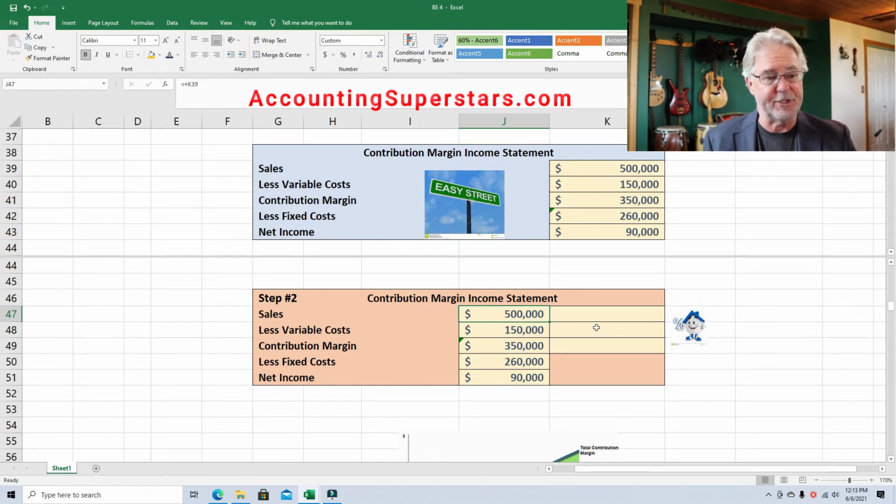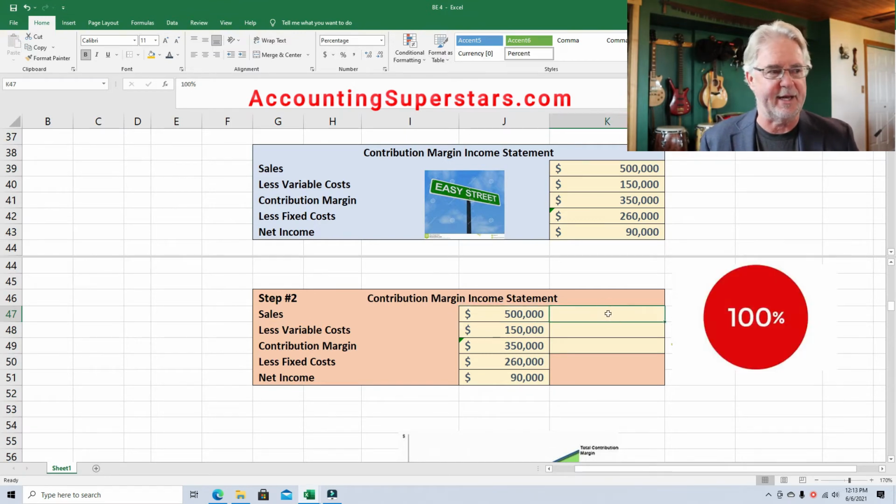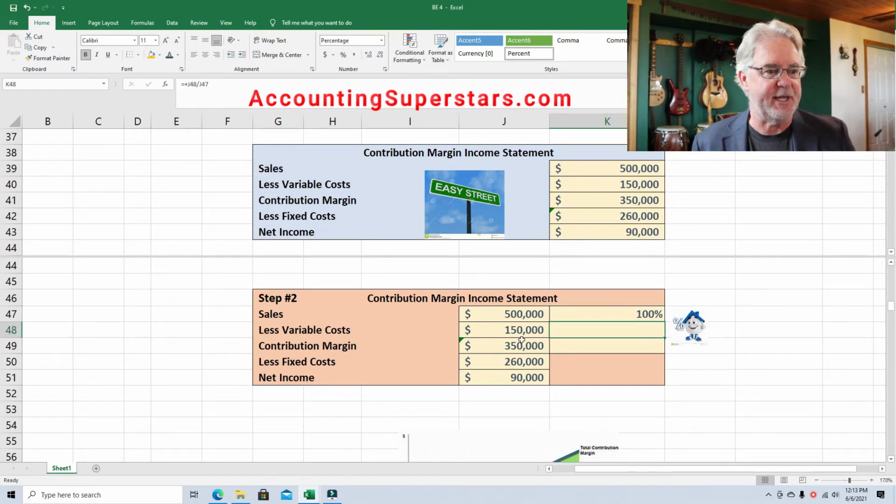It's real easy to do. Super, super, super easy. Sales is always 100%, so you write down 100%. You can't miss. Variable costs, all you do is take your 150,000 divided by the 500,000. Get 30%. And to figure out the contribution margin percent, super easy. All you have to do is subtract. 100% minus 30% is 70%.